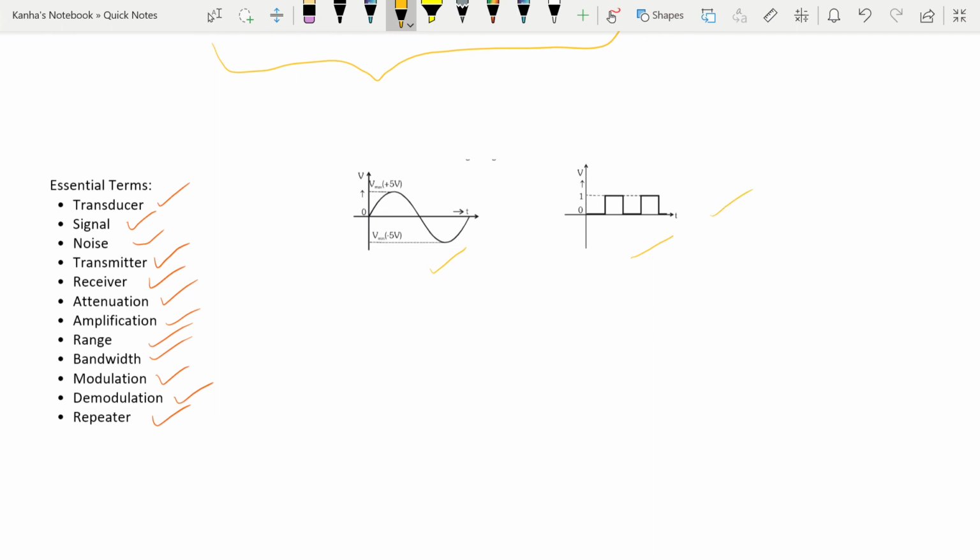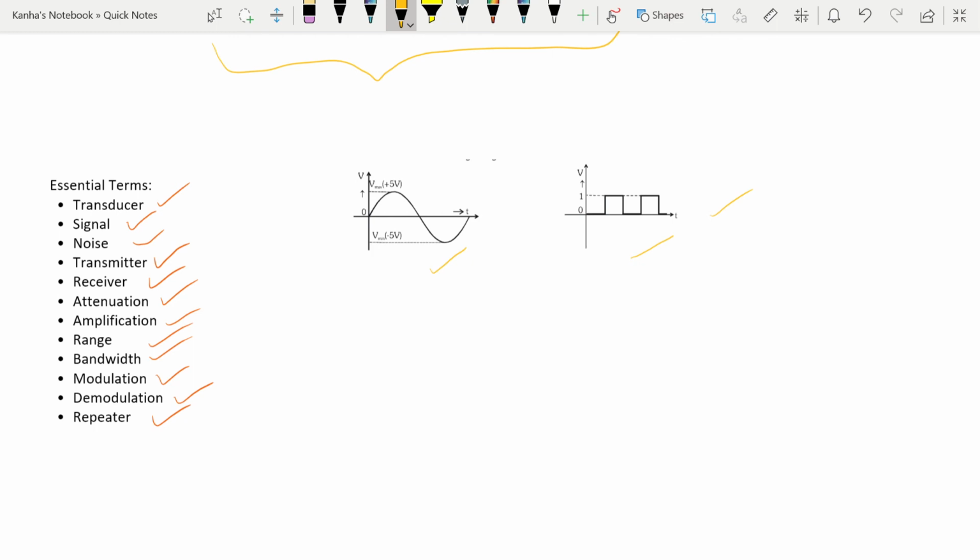Next, we talk about noise. Noise are some unwanted signals that tend to disturb the transmission process. The transmitter is basically a device that processes the incoming message and makes it suitable for retransmission. The receiver extracts the desired message signals. Attenuation is a process of loss of strength of signals when they propagate through space.